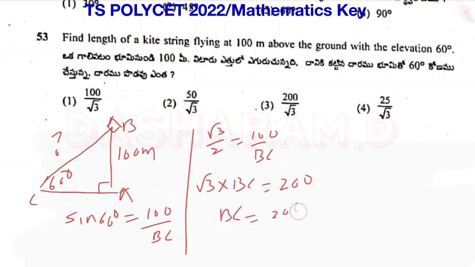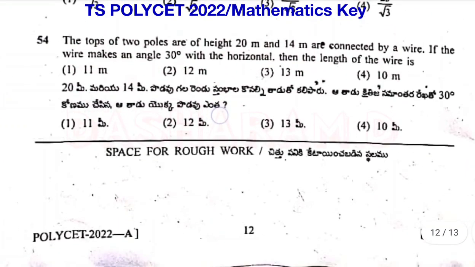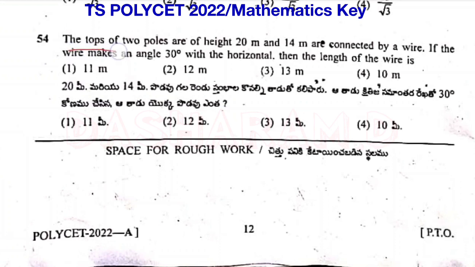200. BC equals 200 by root 3. So option B is correct. Next, question number 54. The tops of two poles of height 20 meters and 14 meters are connected by a wire. If the wire makes an angle of 30 degrees with the horizontal, then the length of the wire is.